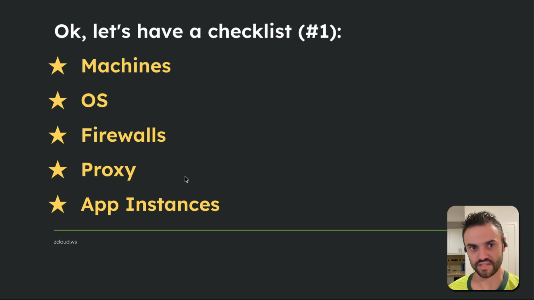So let's start. This is the first checklist that I want to cover. We are going to talk briefly about machines. We are going to talk about operating systems. We are going to talk about firewalls.